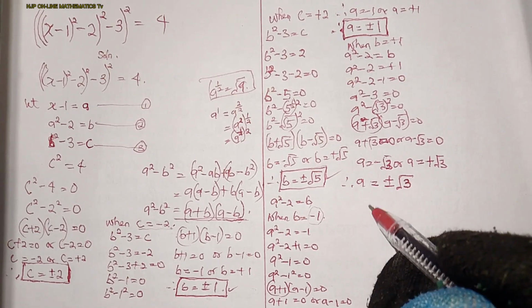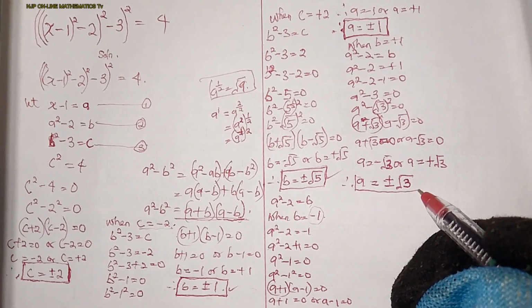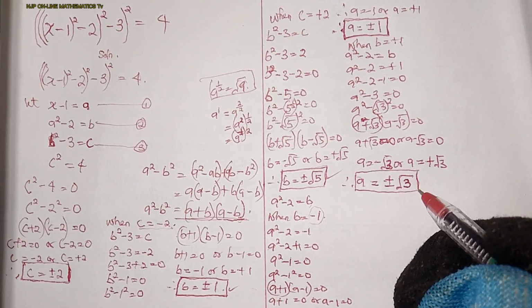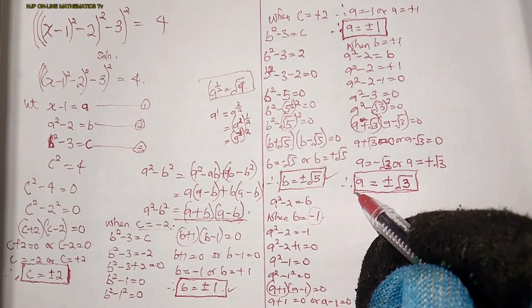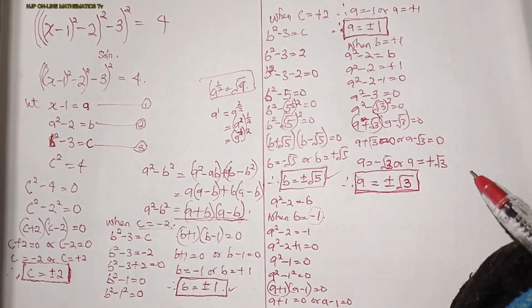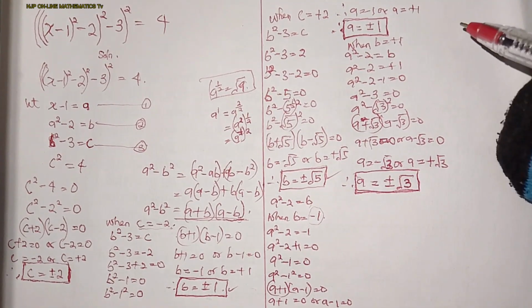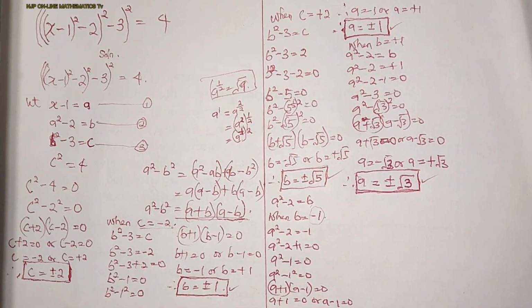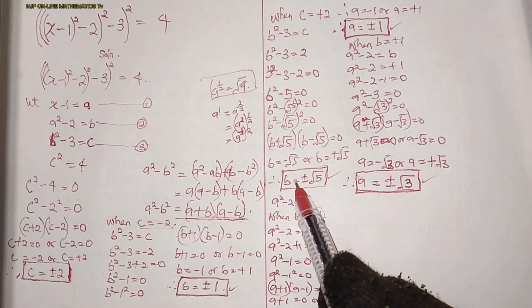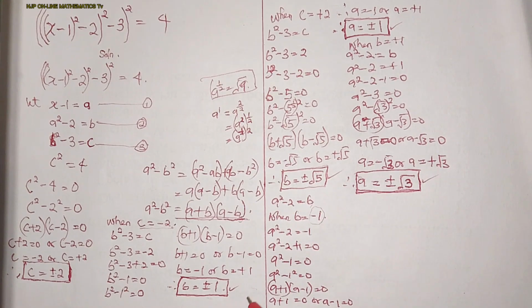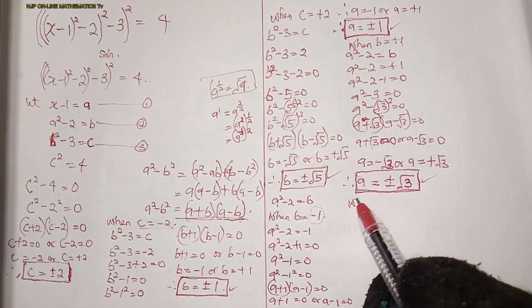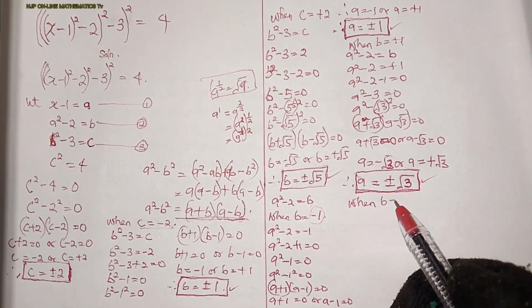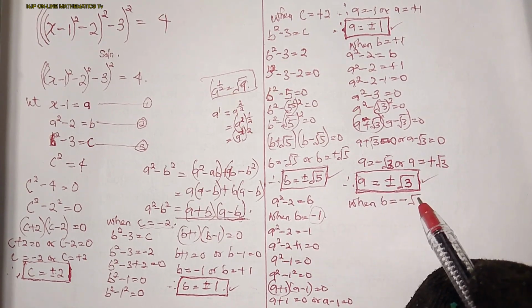So we have now obtained another value for a. We have obtained two values for a now in the equation. Remember, this is the first value of a, and this is now the second value of a, only when b is a positive or negative 1. We've not substituted when b equals positive or negative root 5. So let's substitute when b equals negative root 5.